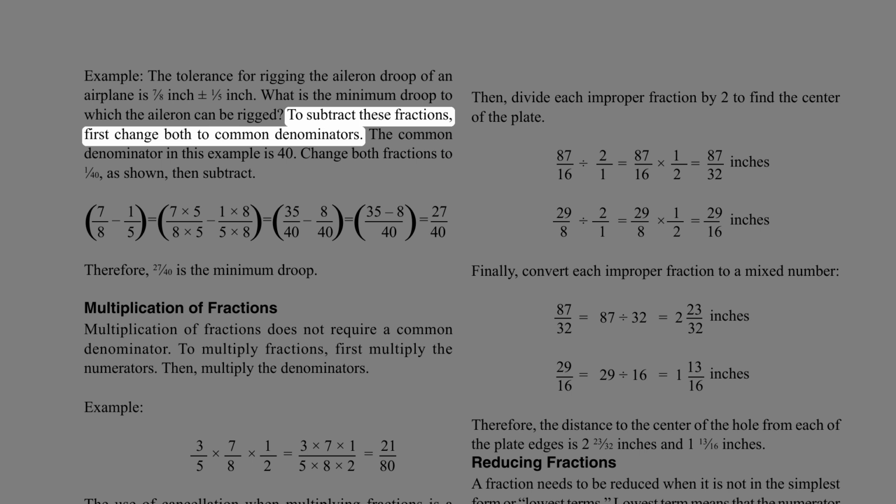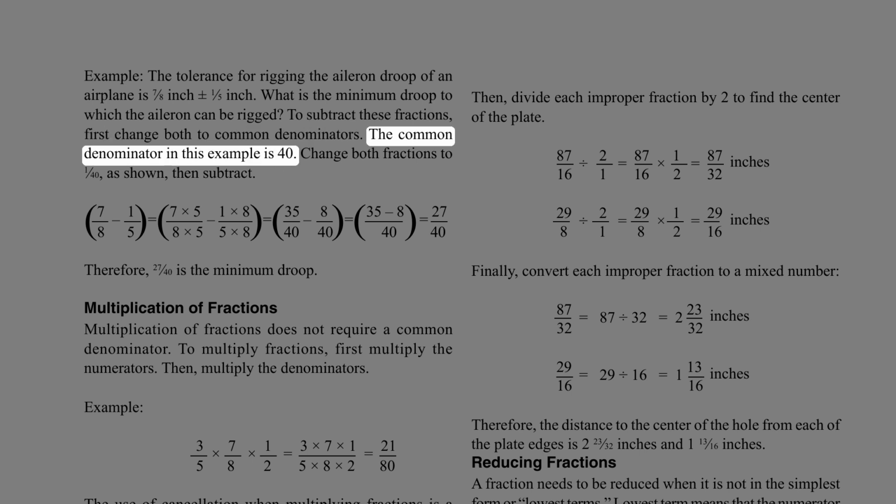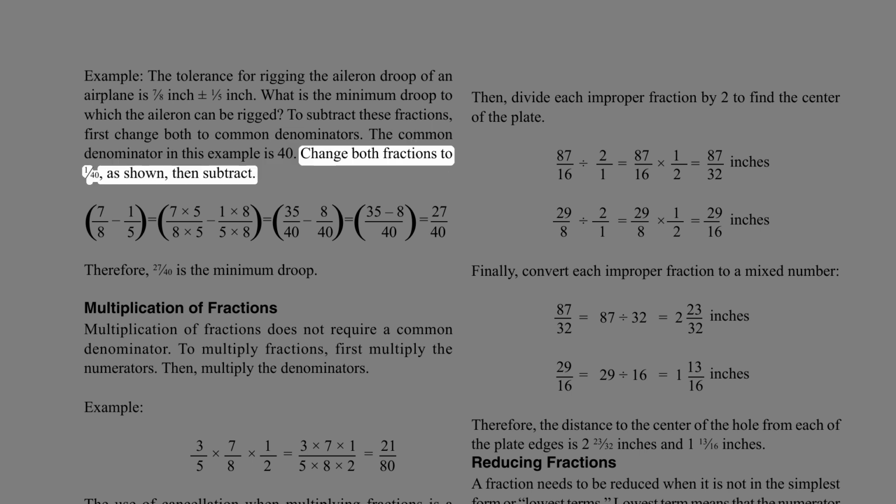To subtract these fractions, first change both to common denominators. The common denominator in this example is 40. Change both fractions to 40ths, as shown, then subtract.